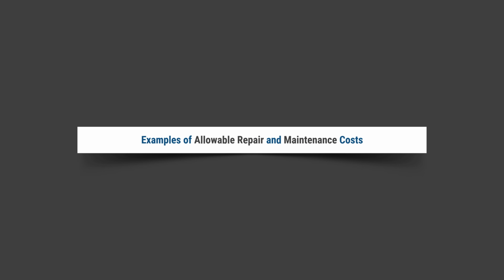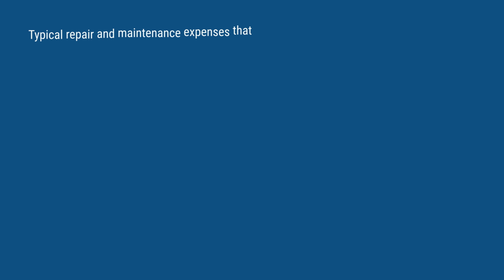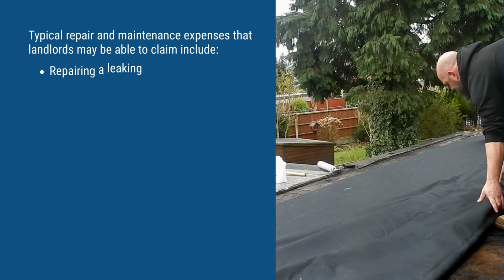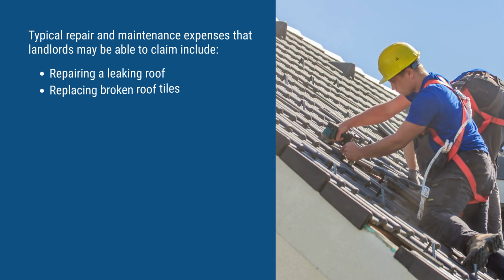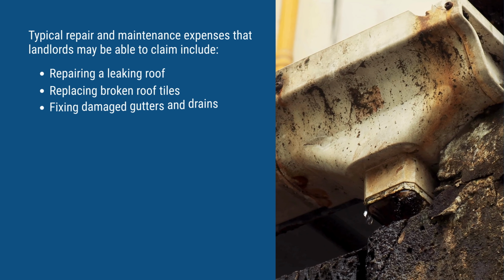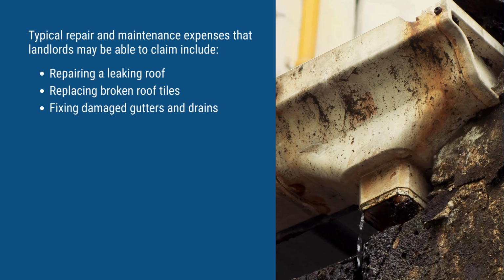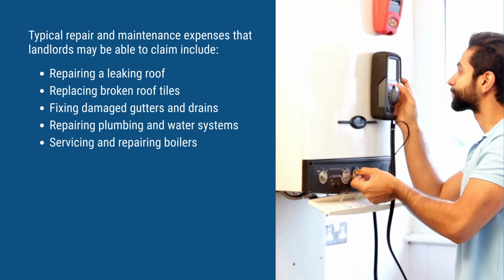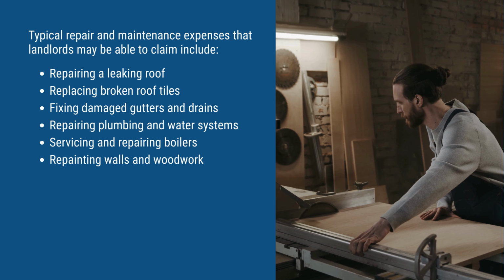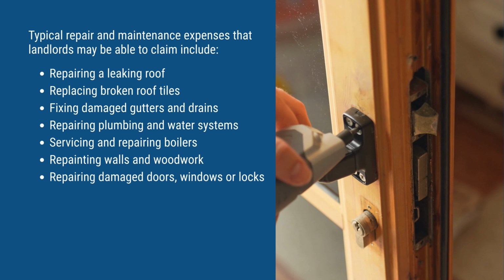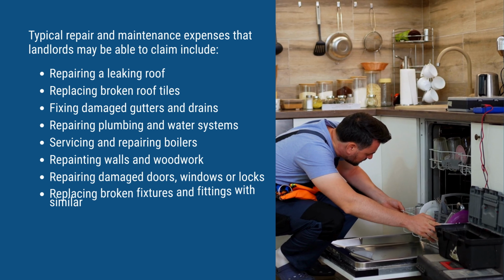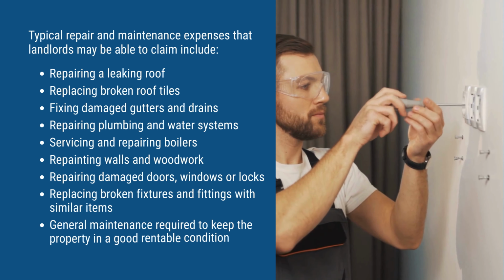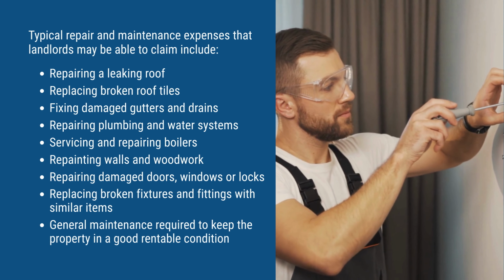Examples of allowable repair and maintenance costs. Typical repair and maintenance expenses that landlords may be able to claim include: repairing a leaking roof, replacing broken roof tiles, fixing damaged gutters and drains, repairing plumbing and water systems, servicing and repairing boilers, repainting walls and woodwork, repairing damaged doors, windows or locks, replacing broken fixtures and fittings with similar items. General maintenance required to keep the property in a good rentable condition.